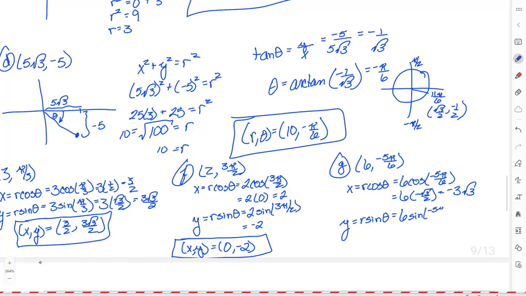y is equal to r sine of theta, which is going to be 6 sine of negative 5 pi over 6. So now I'm multiplying by the y-coordinate there. And the y-coordinate at negative 5 pi over 6 is negative 1/2. So my y-coordinate is going to be 6 times negative 1/2, which is negative 3. So my xy ordered pair is going to be negative 3 square root of 3 as the x-coordinate and negative 3 as the y-coordinate.